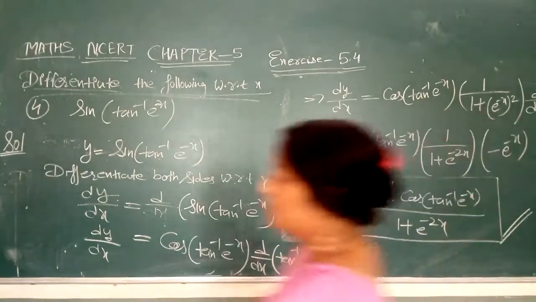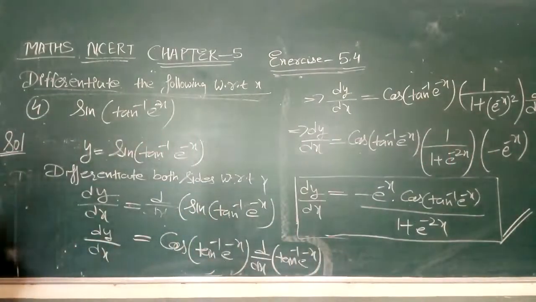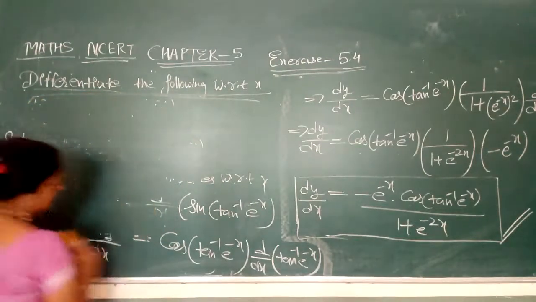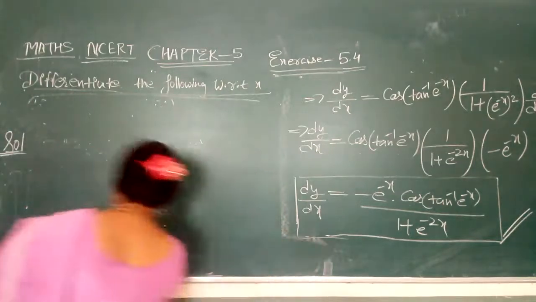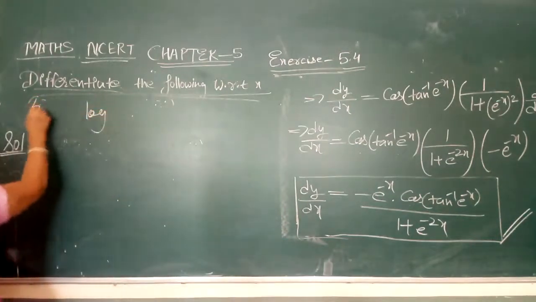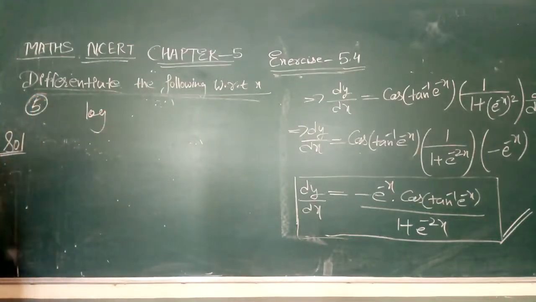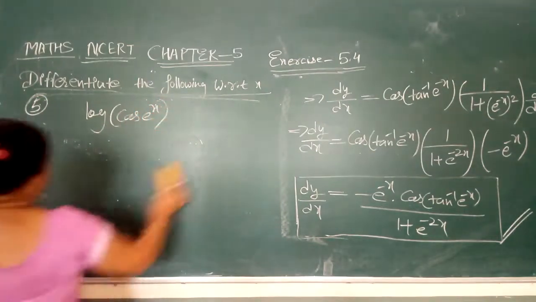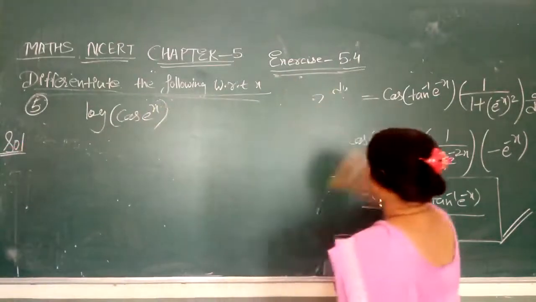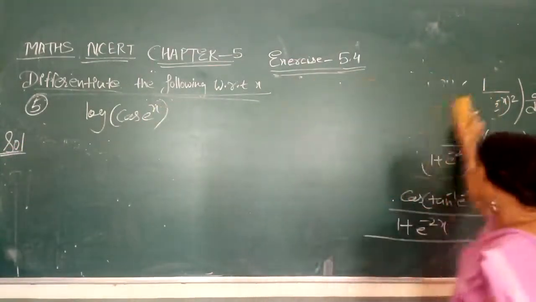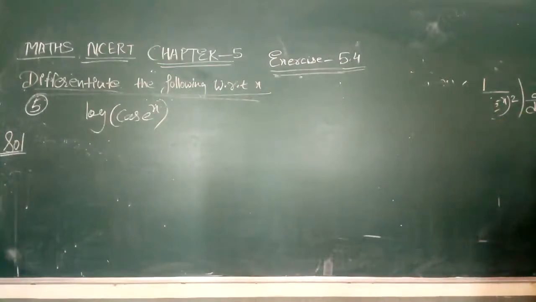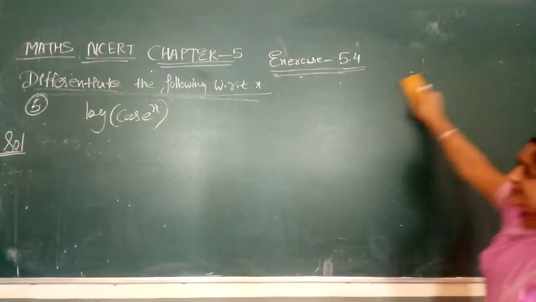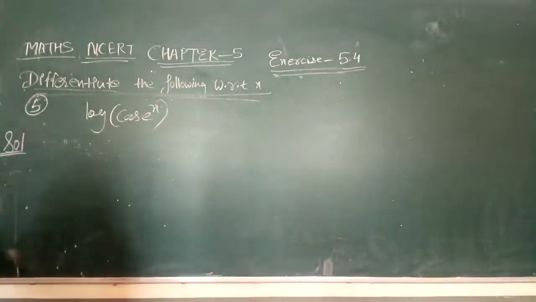Now let us start question number 5. In question number 5 you have to find the derivative of the function log of cos e raised to power x. It is a logarithmic function, so you have to find the derivative of a logarithmic function. What is the derivative of log x? The derivative of log x is 1 by x, and again the derivative of x will come 1.